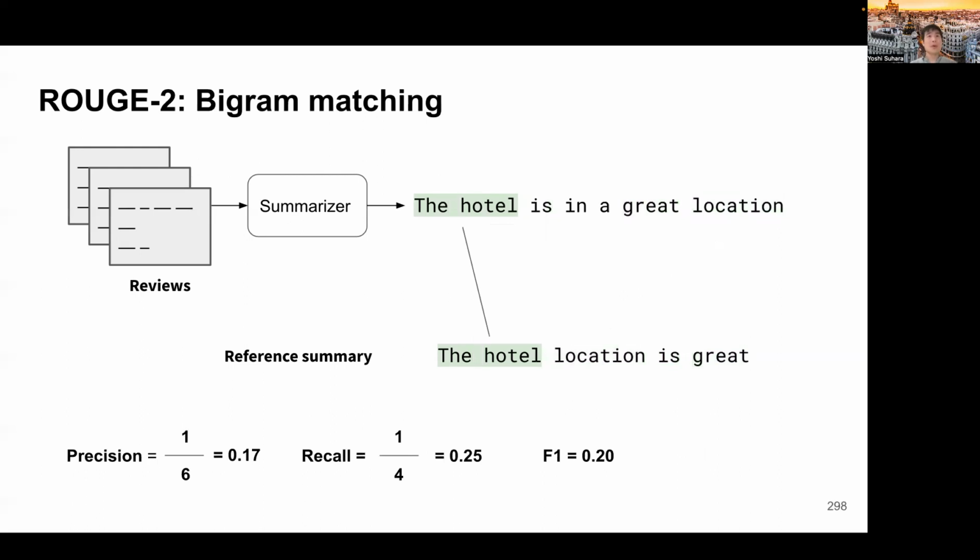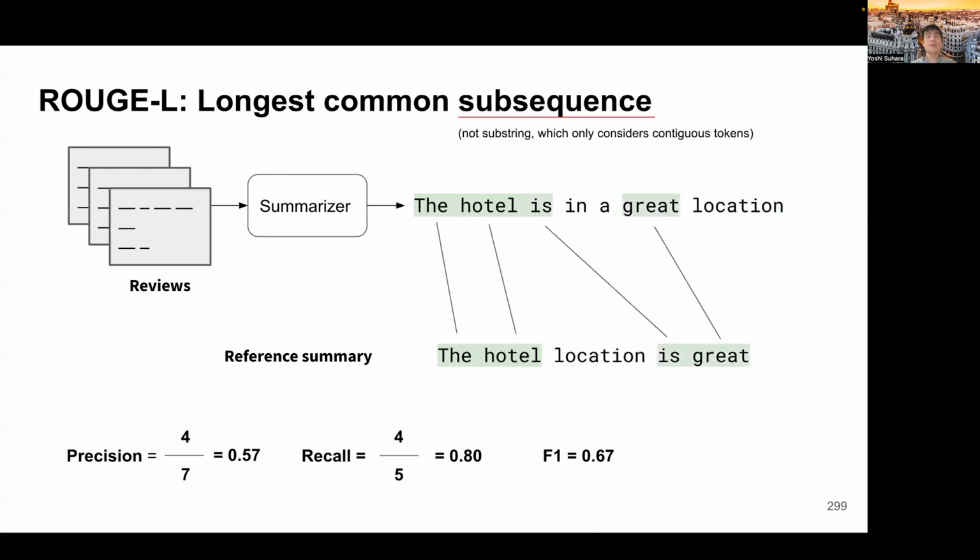ROUGE-2 calculates scores based on bigram matching. In this example, only one bigram, the hotel, appears in both generated and reference summaries. So the precision, recall, and F1 values should look like this. ROUGE-L is based on the longest common subsequence between a generated summary and a reference summary. In this example, the hotel is great is the longest common subsequence, and thus precision, recall, and F1 value should be like this.